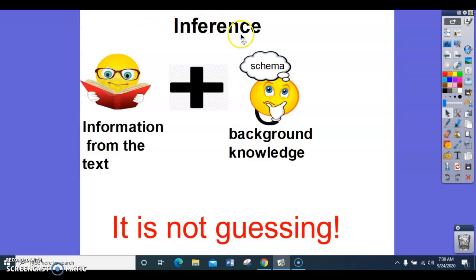Let's talk about inference. Inference is if I'm taking the information from the text and I add my background knowledge, that's that schema, then I'm going to get an inference. Now, it is not guessing. We're not making a guess. We're using the text and what we already know to support what I'm going to make when I make the inference. Okay? So let's practice a little bit.